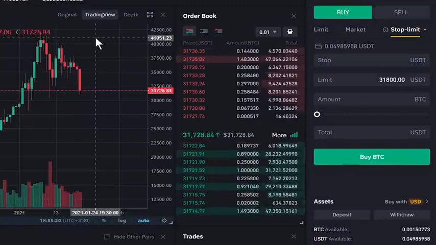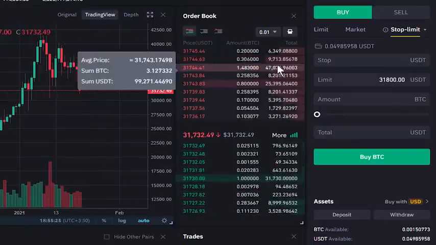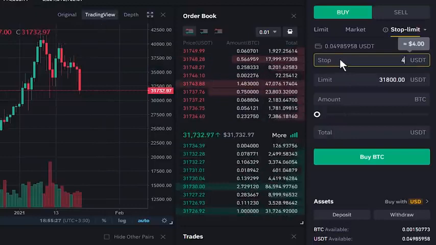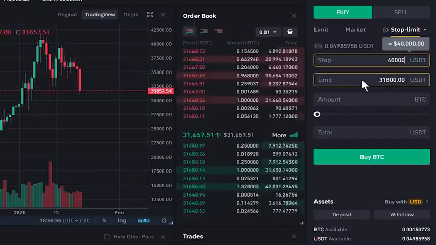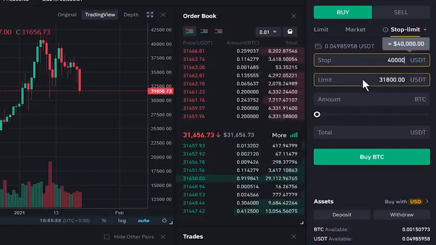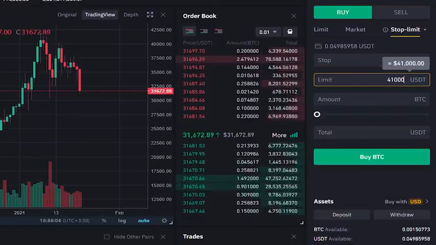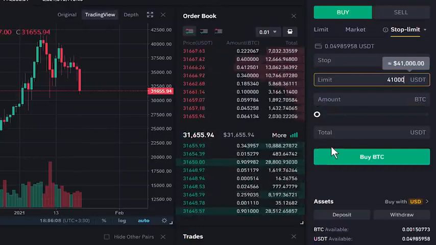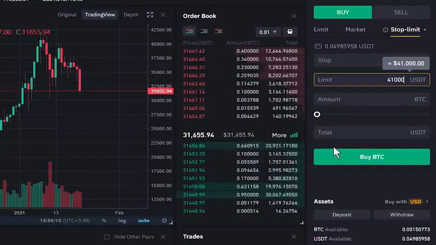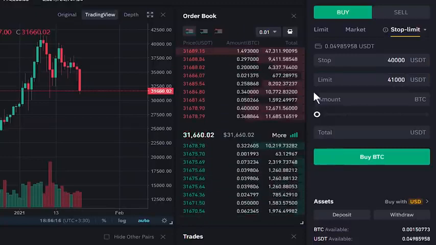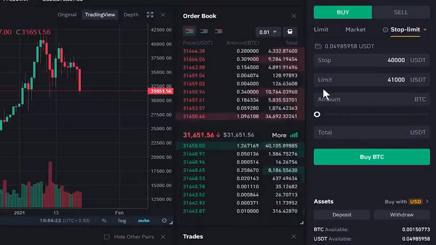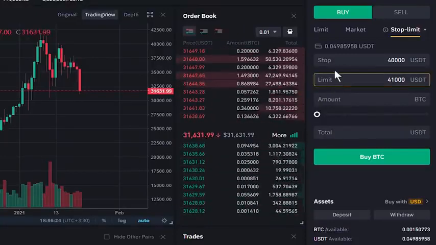So consider this level is 40,000 and we set it for stop price 40,000 here, and for limit price we set it a little higher. For example, we set it on 41,000. So we can be sure when the market is sharply advancing, our order will be executed entirely. Pay attention that in stop limit buy order, we set the limit price a little higher than the stop price.